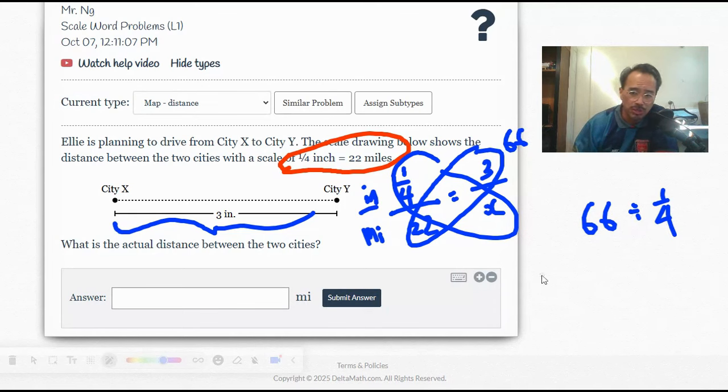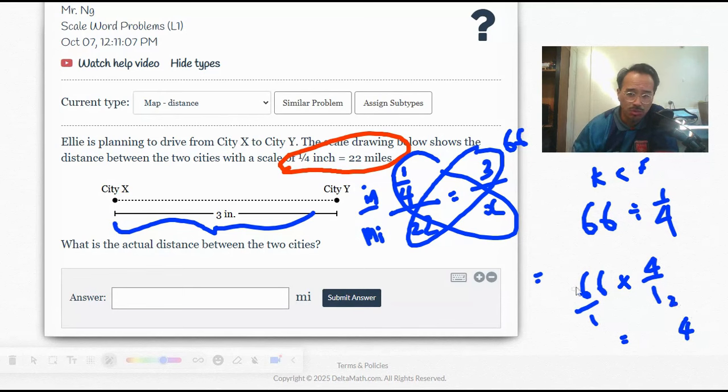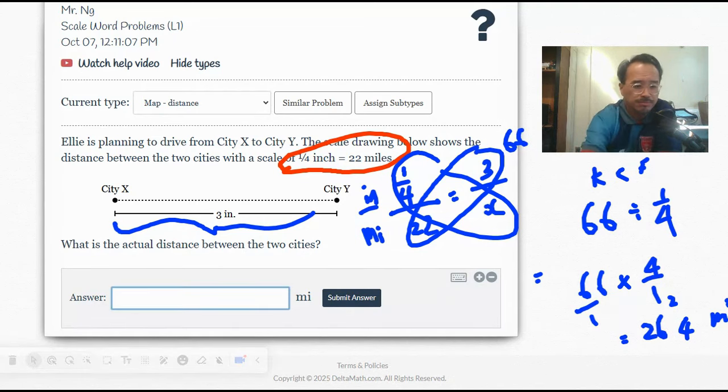Okay, so here, now, this is dividing with fractions, right? So what's the rule when we divide with fractions? Yeah, keep, change, flip. Keep, change, flip. So 4 times 66. Well, 4 times 6 is 24. So it's 264. 264 miles. All right, not too bad, right? All right, let's do one more, and then we'll call it a day.